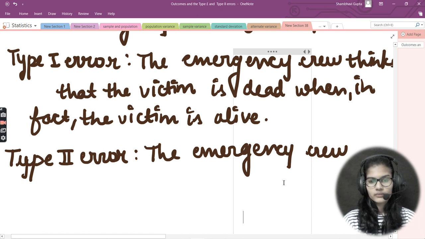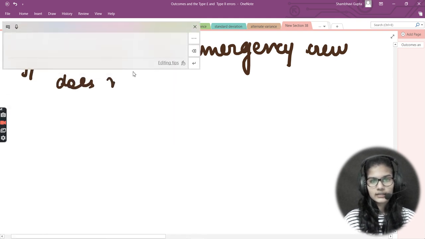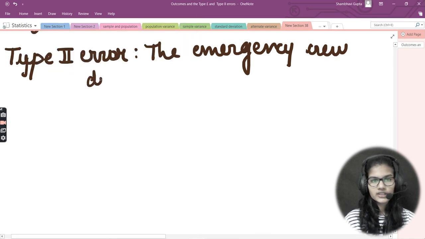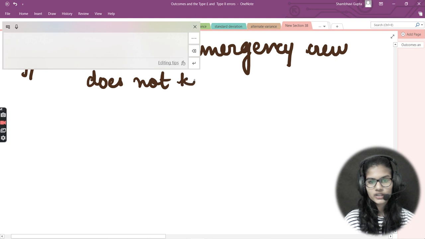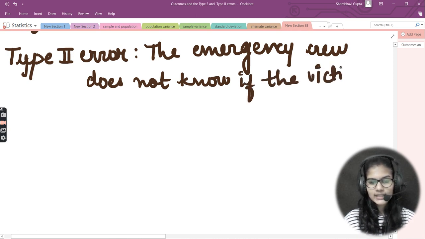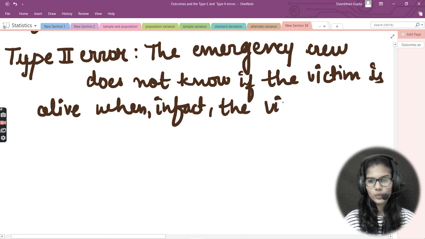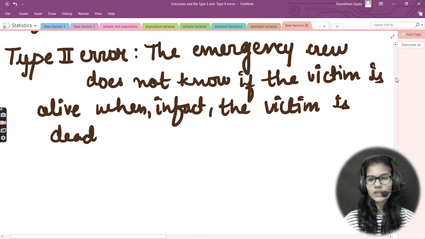Okay, fine. So the emergency crew does not know that the victim is alive when in fact the victim is dead. I'll write dead here. So these are the two types of errors that come here.